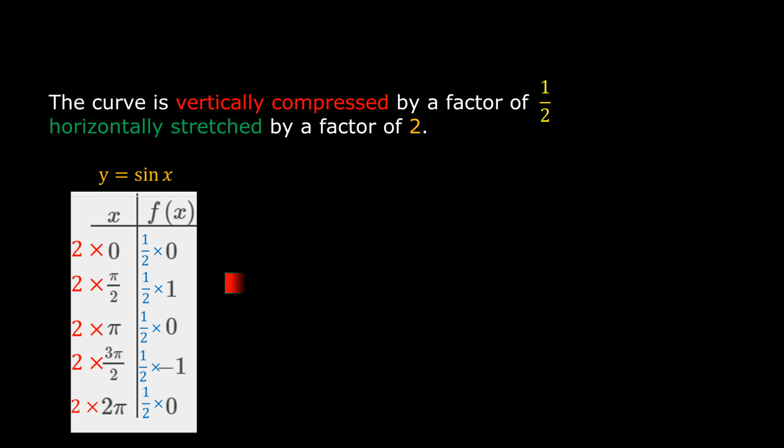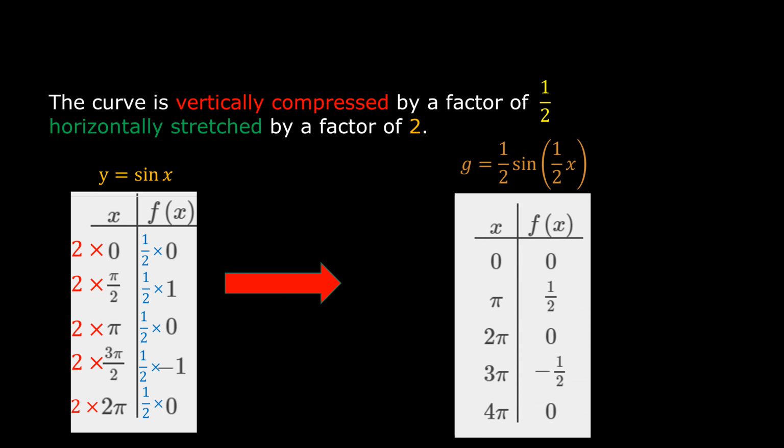Okay, after that, do the calculation, and this is the new table. So the new table is actually for the function g equals half sine of half x. Now these are the new values for x: 0, pi, 2 pi, 3 pi, and 4 pi. The new values of y are 0, half, 0, negative half, and 0, after doing the calculation.